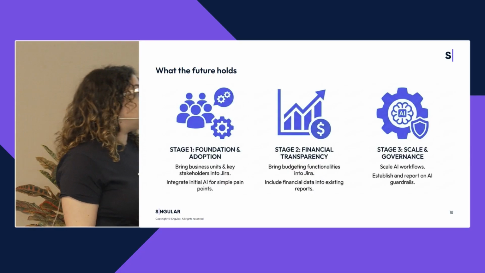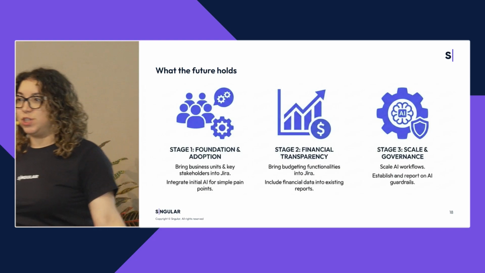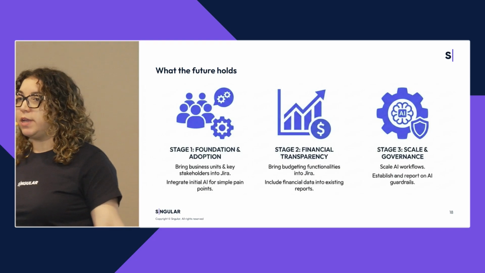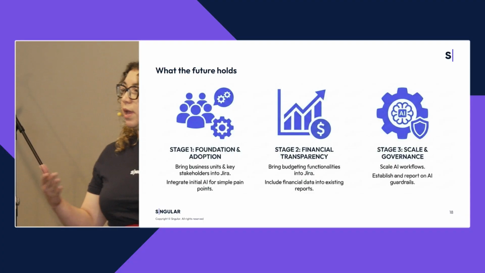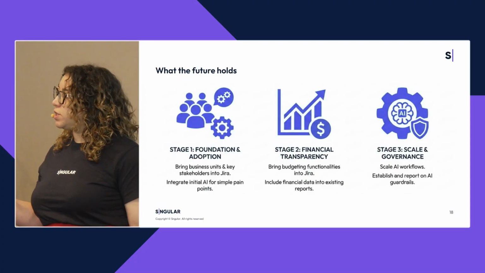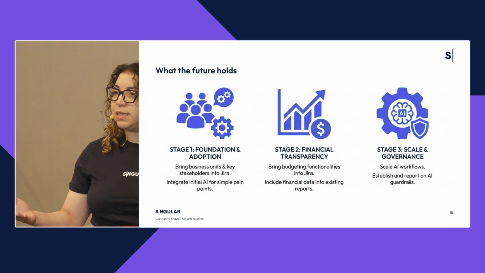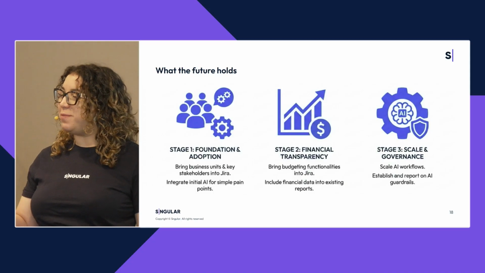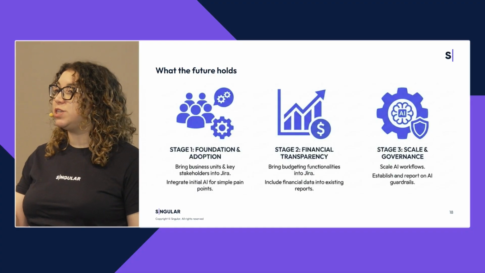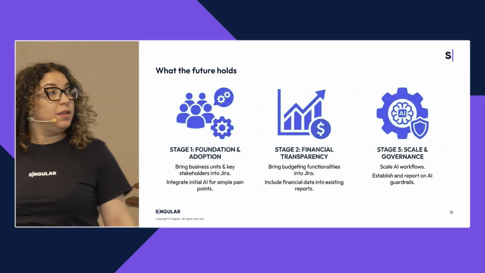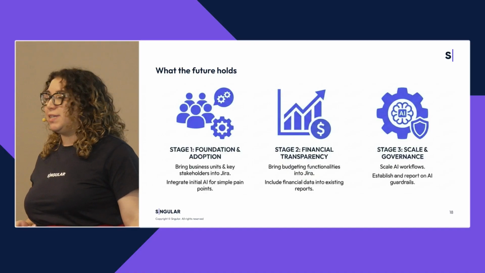Second, financial transparency. Bring budgeting functionalities into Jira, which once approved, we're able to mix that information into reports. And you might ask, why not just import that Excel? Well, importing that Excel would mean that everyone has to understand how every field should be filled in, and we want to control and make sure that the information is coming in cleanly. And include that financial data into the existing reporting in eazyBI.